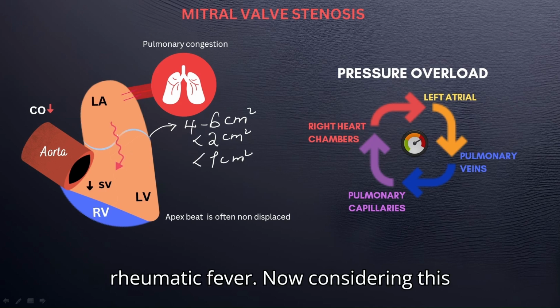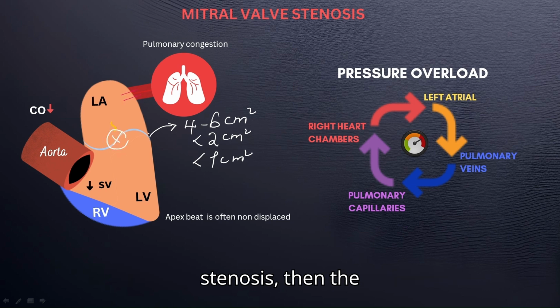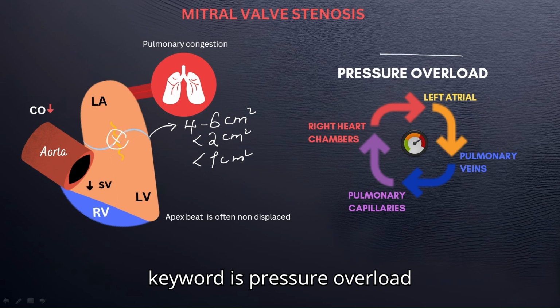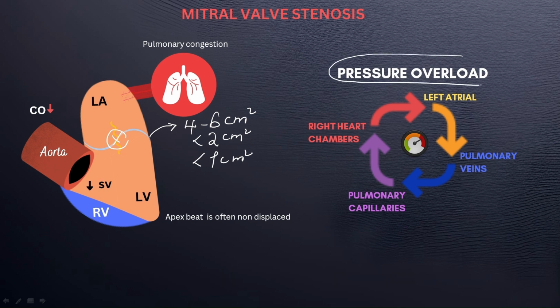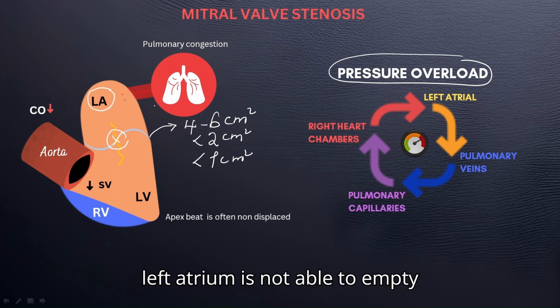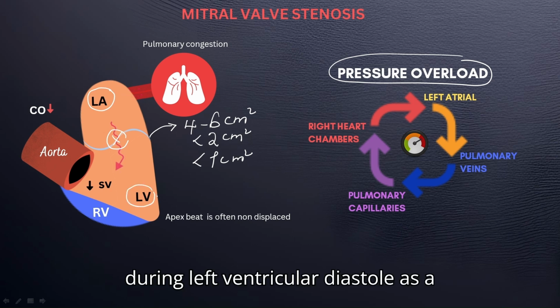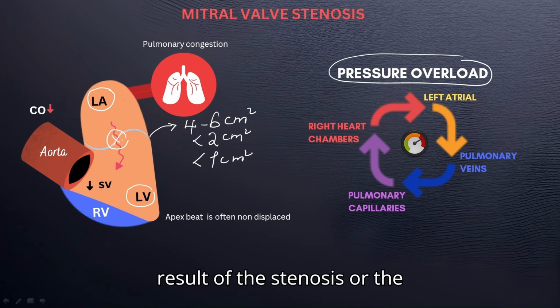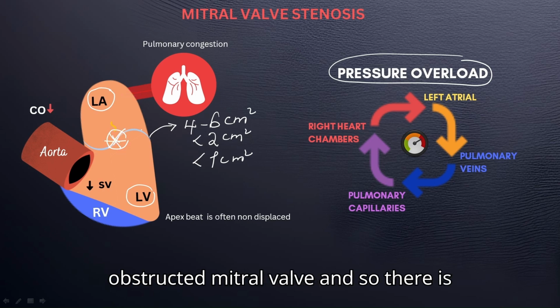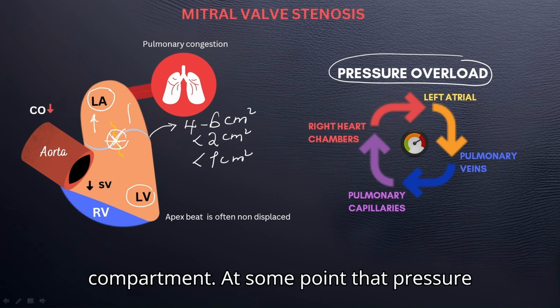Now, considering this heart, if there is a severe mitral valve stenosis, then the key word is pressure overload within the left atrium, simply because the left atrium is not able to empty its content into the left ventricle during left ventricular diastole as a result of the stenosis, or the obstructed mitral valve. And so there is pressure increase within the left atrial compartment.